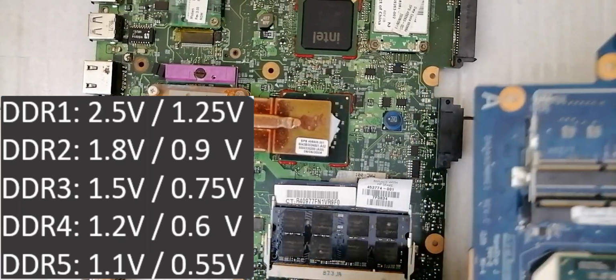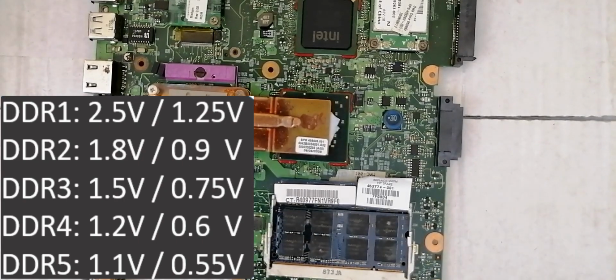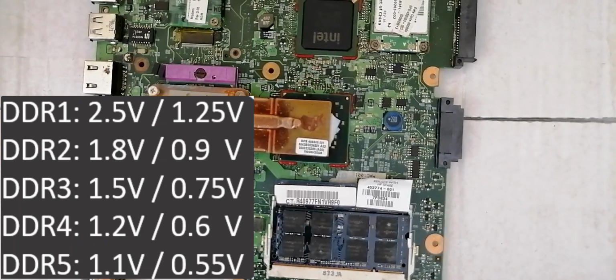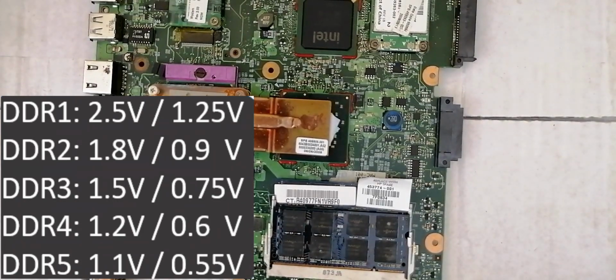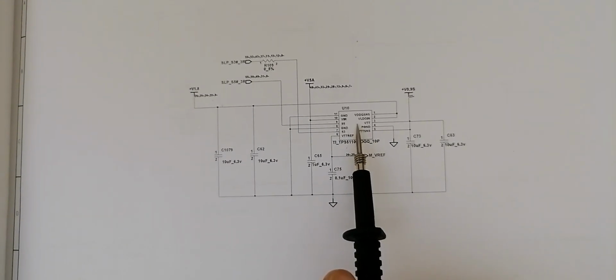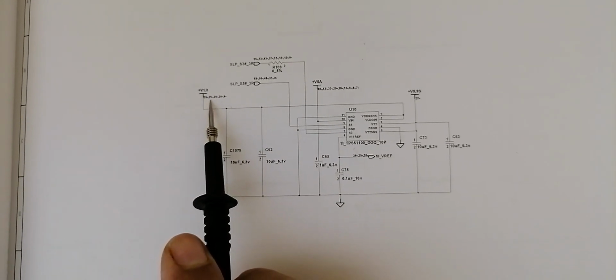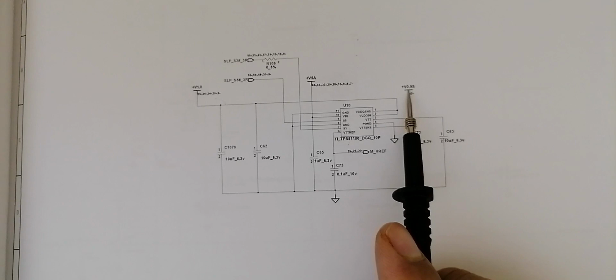Don't forget that every RAM has two kinds of voltage: the main voltage, and the voltage for terminals, which we call VTT. For example, for DDR2 the main voltage is 1.8 volts and the VTT is 0.9 volt. I will show you in the schematic. This is the IC that powers the VTT for the RAM. Here we have the main voltage, 1.8 volts, and over here we have 0.9 volt.